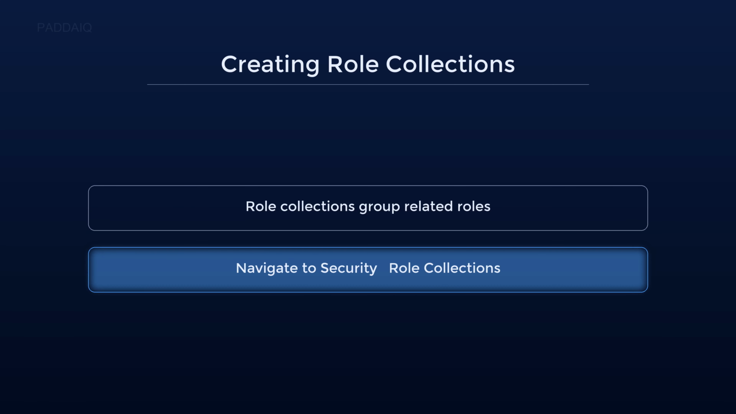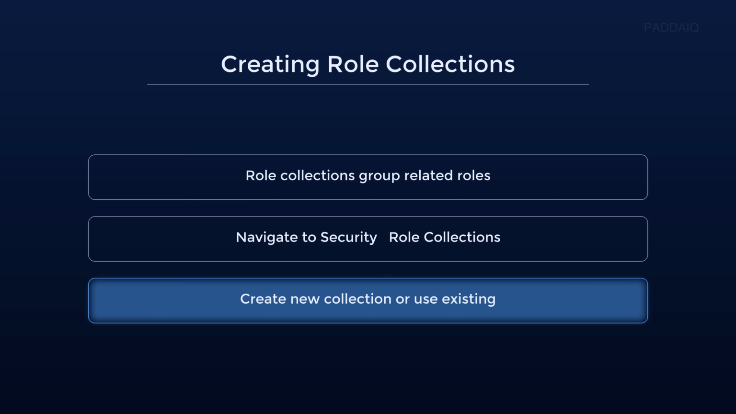Navigate to security role collections. This means going into the BTP cockpit's security area to manage groups of roles. For instance, to let your support team access monitoring tools, you would go here to assign the necessary authorizations. This is your central point for controlling user access in your applications.